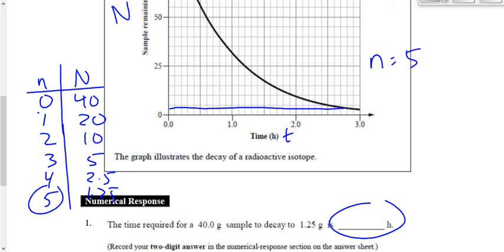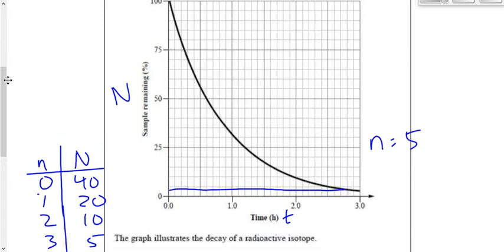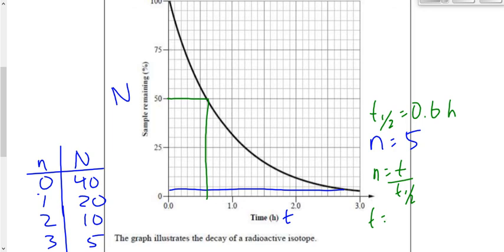Hey, how's that going to help me though? How's that going to help me in this question? Kobe? Sure, find the half-life on the graph. And that's a much more precise reading on the graph. We start with 100%, we go down to 50%, and it's exactly 0.6 hours. So now if we say N is equal to t over t1/2, t is equal to N times t1/2, it's 0.6 hours times 5, which gives me 3.0 hours.